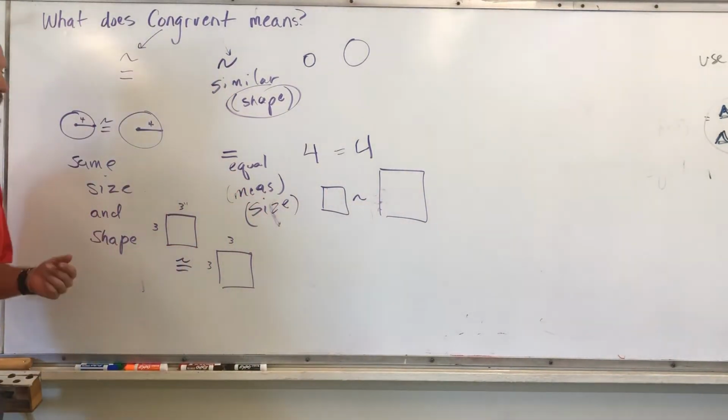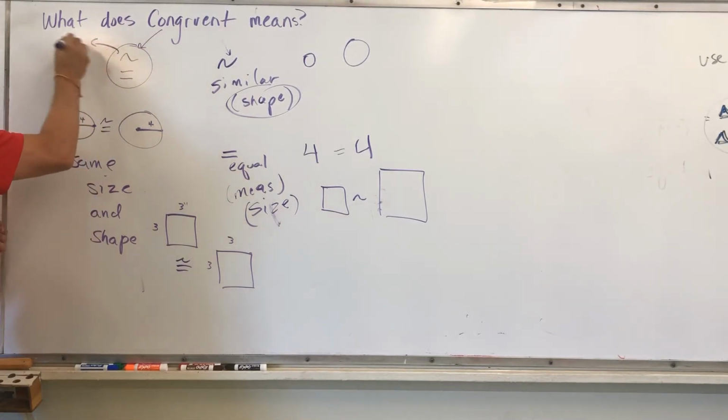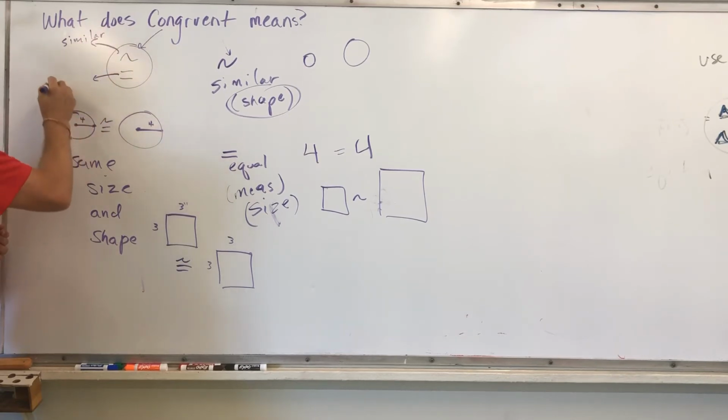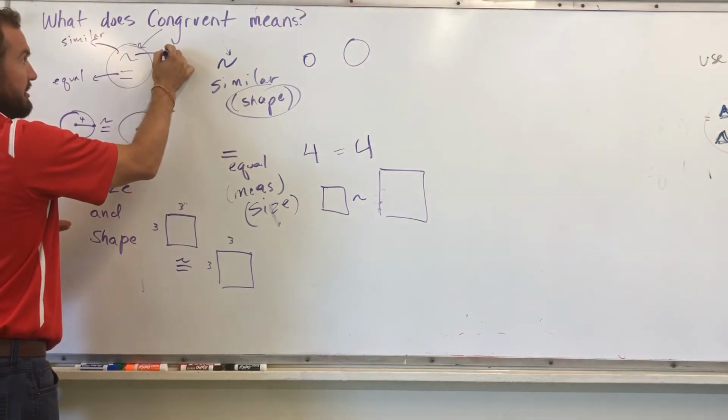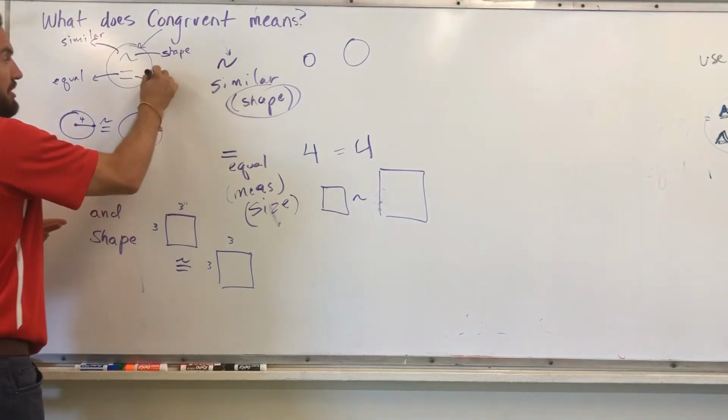So I hope this gives you an idea of what this symbol is telling you: the two parts to it, the similar part and what that means, and the equal part and what that means. Ultimately, shape and size is what is being told to you.